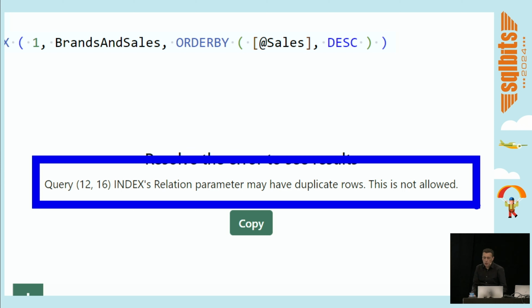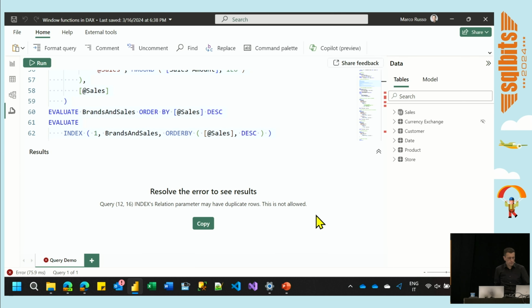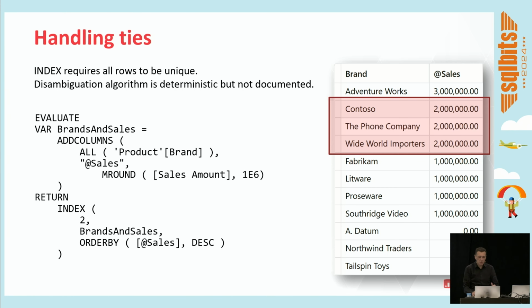You cannot use index if you have duplicated rows. You can have ties in the columns that participate in the order by selection, but you have to provide unique rows. Otherwise, you can encounter this issue. Questions so far? This is it. This is the easy part. It was just a warm-up.